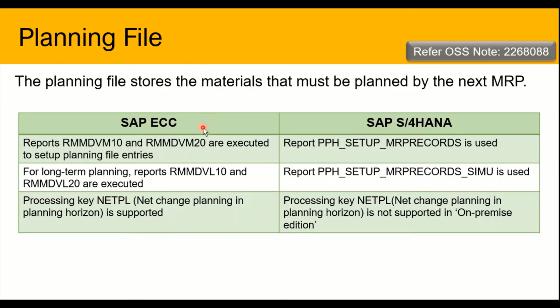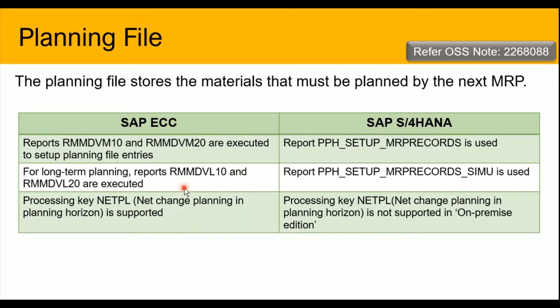And here we can see the comparison between the SAP ECC and the SAP S/4HANA systems. So in the SAP ECC system, we had these reports RMM, DV, M10 and 20, which are basically executed to set up the planning file entries. But in the S/4HANA system, the report MRP records is basically used to set up the planning file entries. So this report is basically optimized in order to utilize the features of the HANA database.